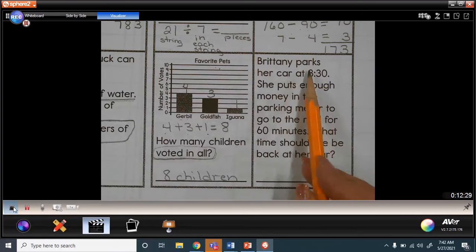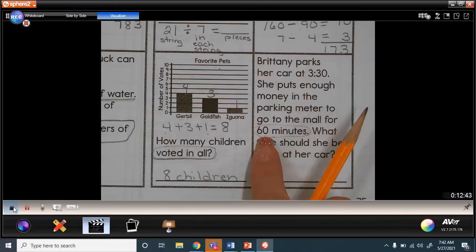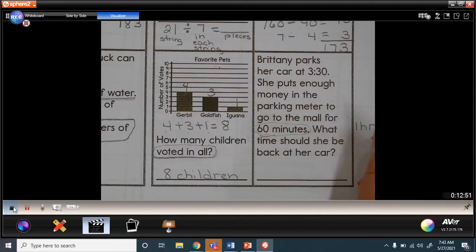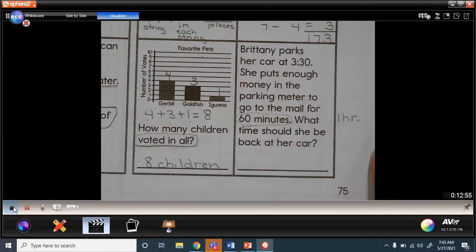Now it says Brittany parks her car at 3:30. She puts enough money in the parking meter to go to the mall for 60 minutes. What time should she be back at her car? Now, if you remember, 60 minutes is an hour. And remember what happens on a clock when you have 1 hour that has gone by.